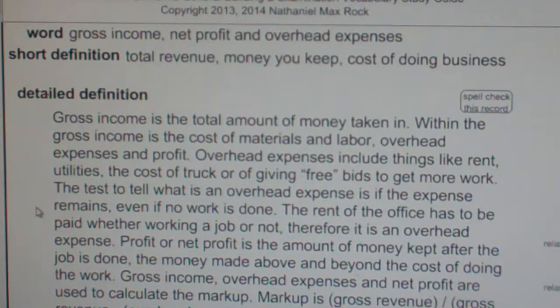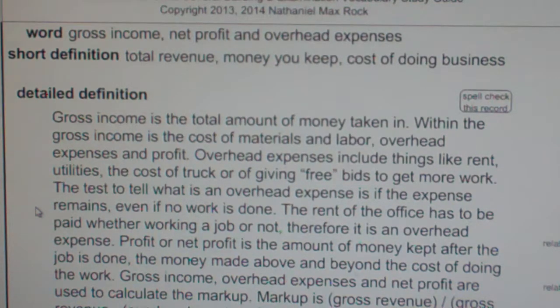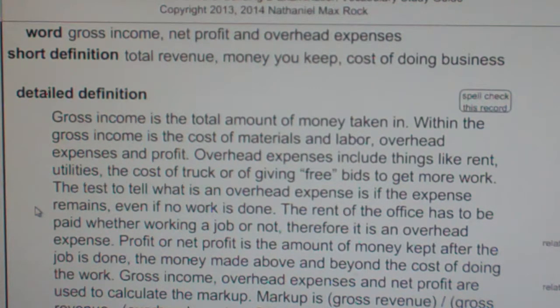Gross income, net profit, and overhead expenses. Total revenue, money you keep, cost of doing business. Gross income is the total amount of money taken in. Within the gross income is the cost of materials and labor, overhead, expenses, and profit.